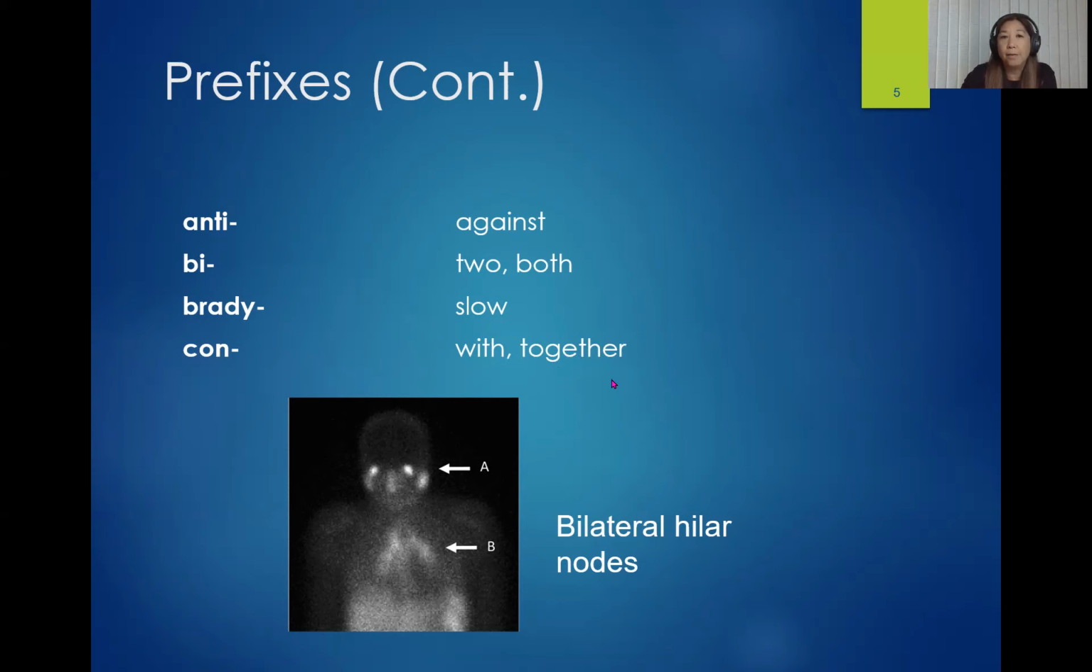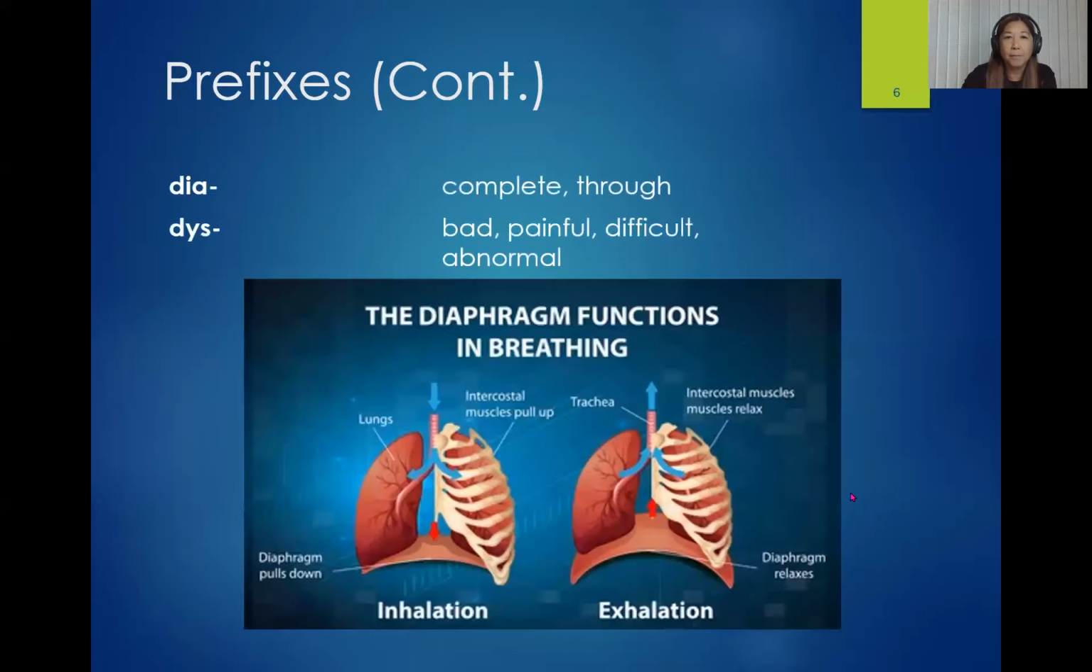Concurrent means two things happening at the same time. In other words, together, right? This diagram here just shows you an example of what we call bilateral hilar nodes, right? So nodes on both sides of the hilum, which is the center of the chest.